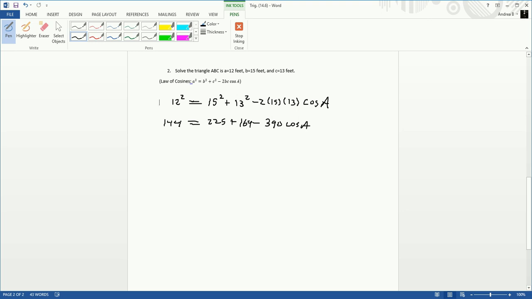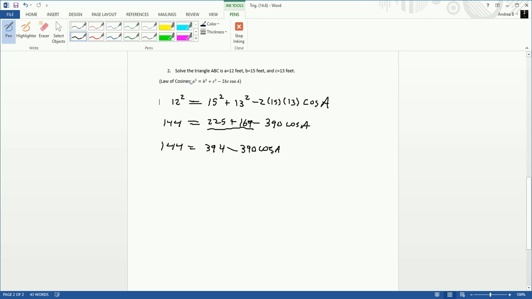Since this 390 has the cosine of A being multiplied by it, you cannot combine it with the 225 and the 169. We can only add those two parts together. You can't subtract the 390 from it because it's being multiplied by cosine of A. They are not like terms. So for your next step, you'd have 144 is equal to 394 minus 390 times the cosine of A.